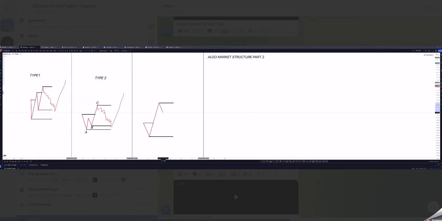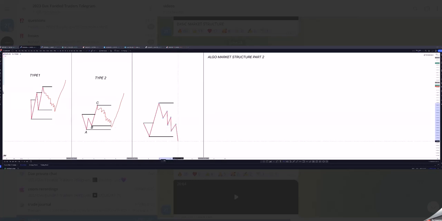But the hybrid structure is telling us that this low will be taken out, because there is no B here. Whenever there is no B, what do you expect to happen? Please put this at the back of your mind every time. Whenever there is no B, just expect price to do something like this.